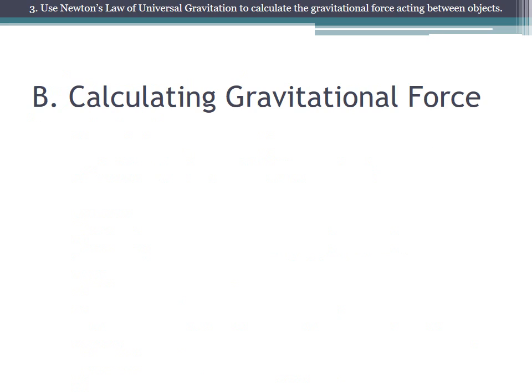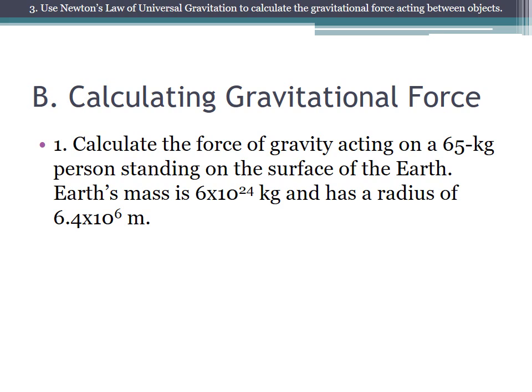All right, now that we've examined that equation, let's take a look at how we actually use it to calculate the gravitational force between objects. So here's our situation. It says calculate the force of gravity acting on a 65 kilogram person standing on the surface of the Earth. Earth's mass is 6 times 10 to the 24th kilograms and has a radius of 6.4 times 10 to the 6th meters. So we need to use this equation here. Fg equals negative G times m1 m2 over d squared. I know it's really complicated, but it's really not too bad.